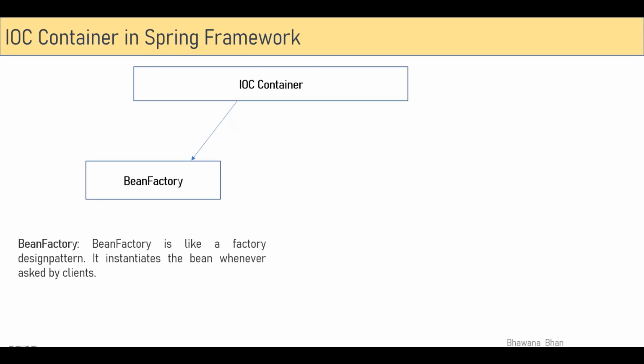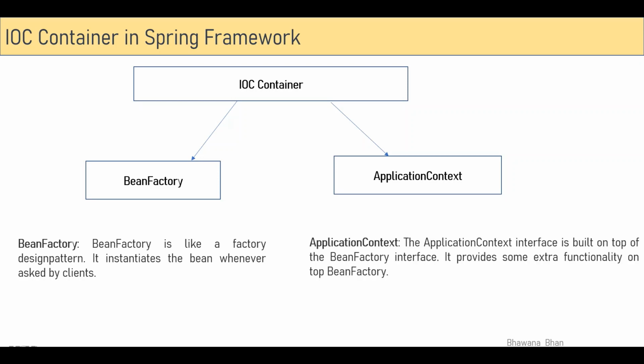Let us assume that I gave the class name person, it is going to give me back the person object. Okay, same here. Now I have another type of IOC container, that is the application context, which is on top of the factory design pattern. Bean factory is the one we were initially using.